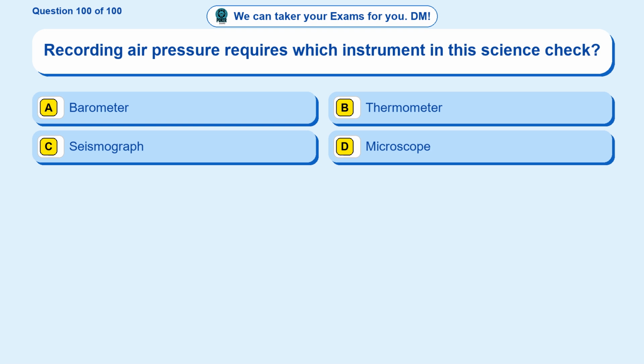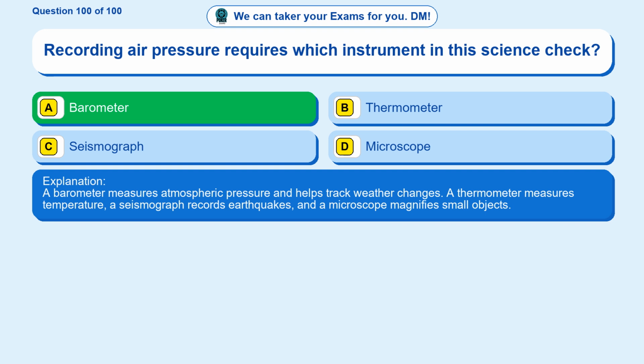Question 100. Recording air pressure requires which instrument in the science check? Option A, barometer. Option B, thermometer. Option C, seismograph. Option D, microscope. The correct answer is option A. Barometer. A barometer measures atmospheric pressure and helps track weather changes. A thermometer measures temperature, a seismograph records earthquakes, and a microscope magnifies small objects.